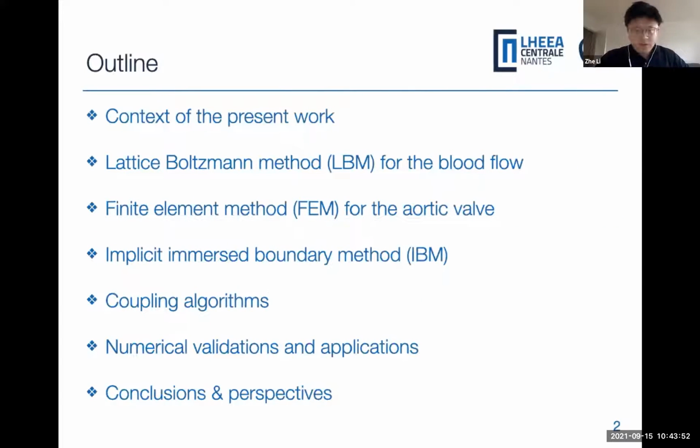Today, after a very brief introduction of the context of the present work, I'm going to show the numerical formulation of the two numerical methods that have been used in our work, which are the lattice Boltzmann method and the finite element method for the fluid and the solid, respectively. Then I will present the adopted implicit immersed boundary method to couple these two numerical methods. Then I will show the coupling algorithms, followed by some numerical validations and applications. Finally, I will finish my talk with some conclusions and perspectives for the future.